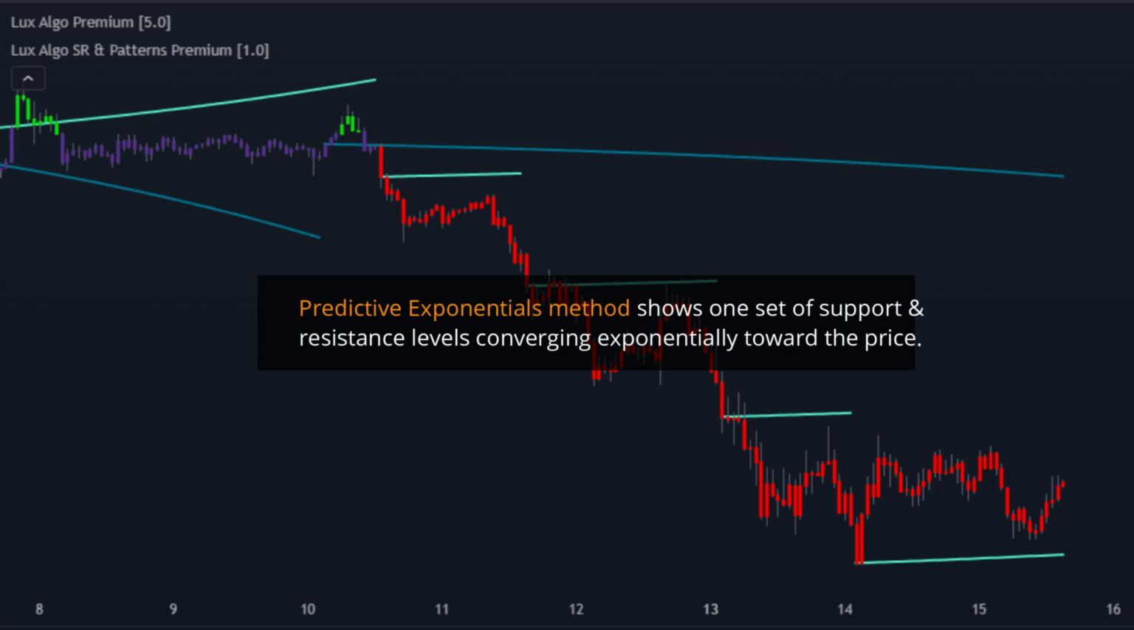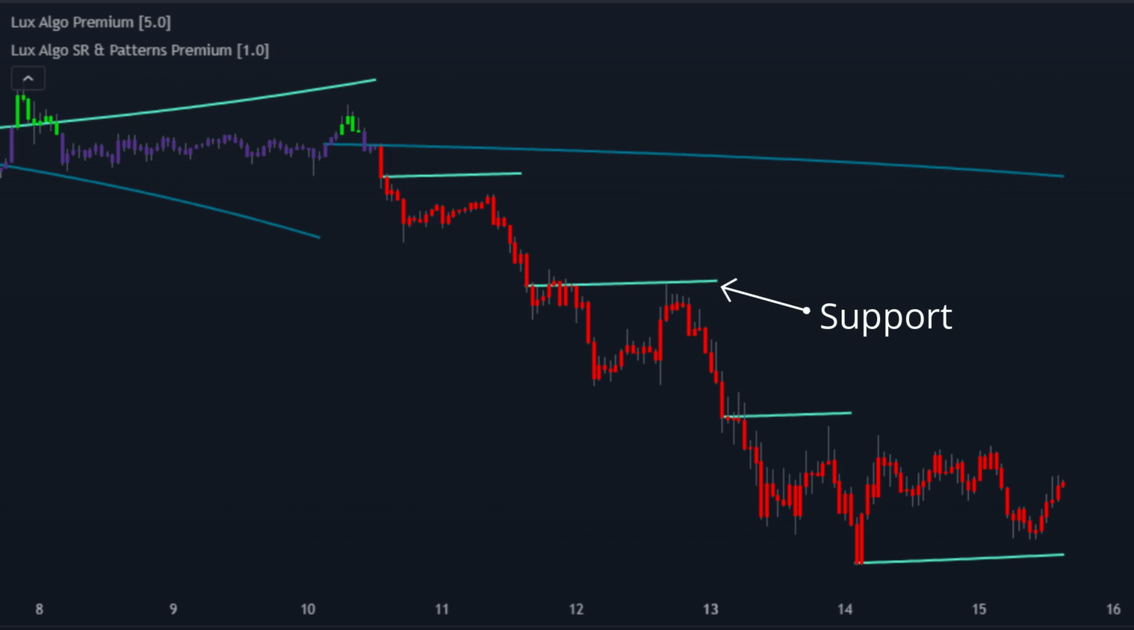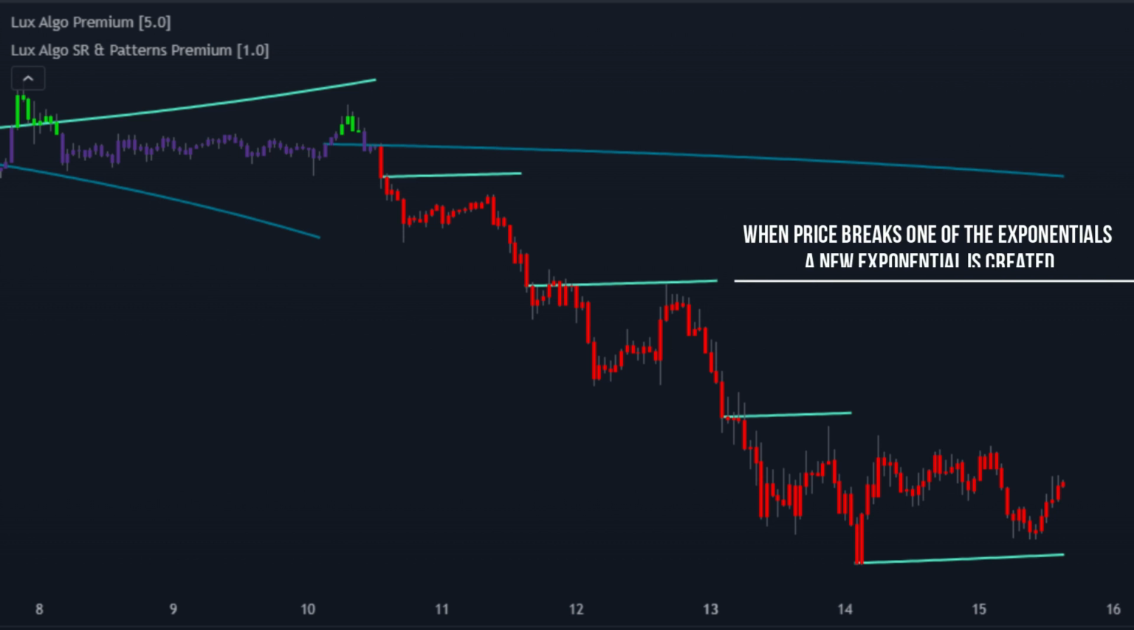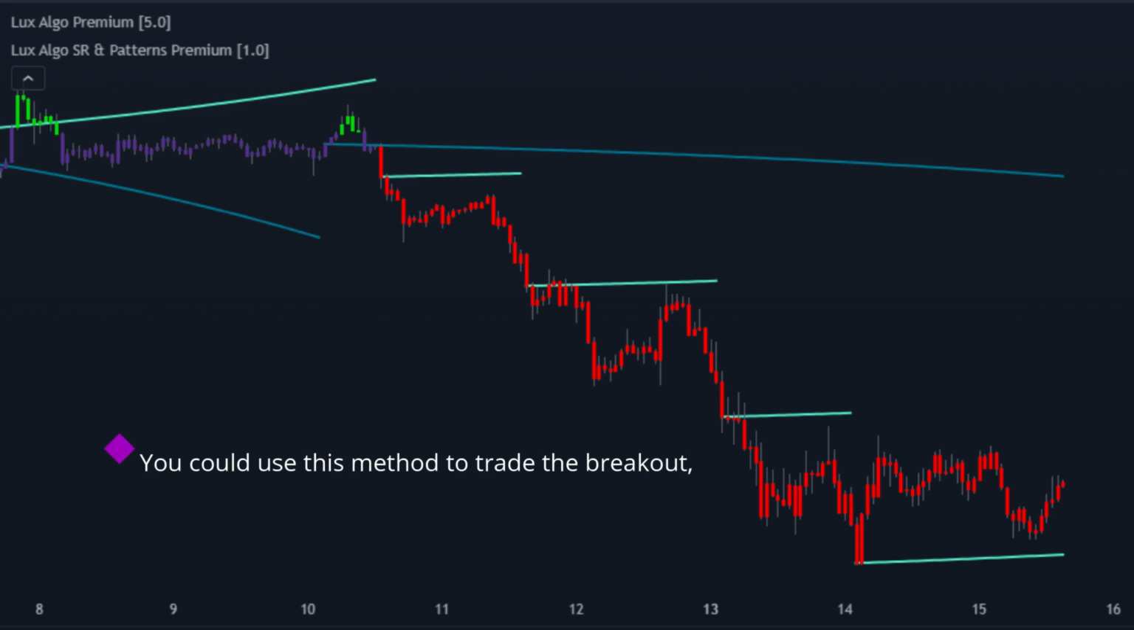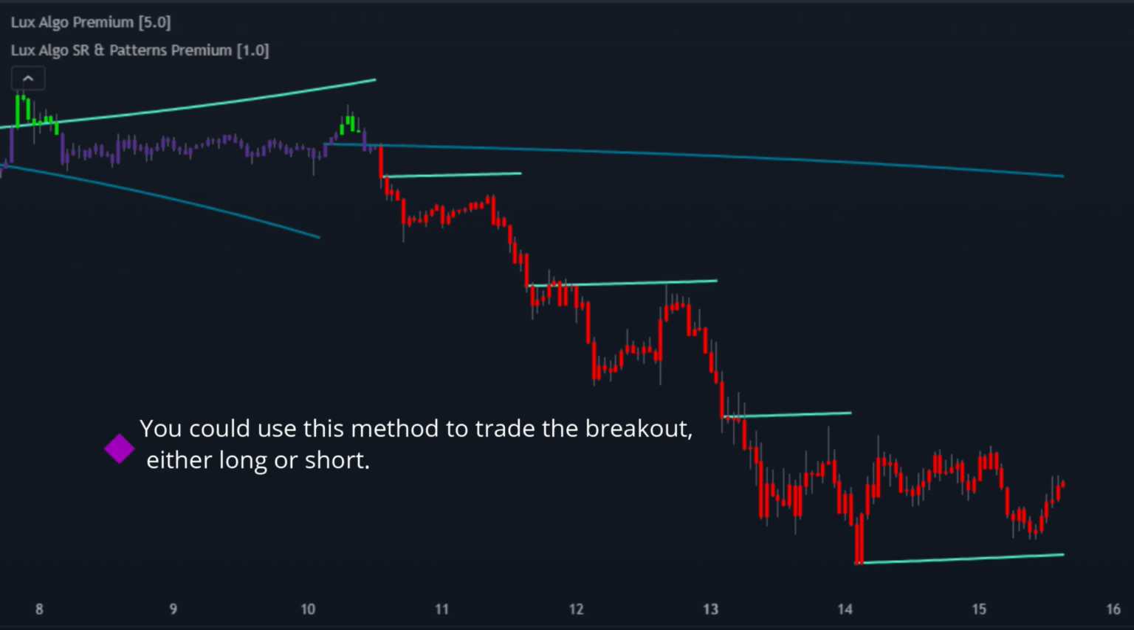The Predictive Exponentials method shows one set of support and resistance levels converging exponentially towards the price. A light blue line represents support, while a blue line represents resistance. When price breaks one of the exponentials significantly, a new exponential is created. You could use this method to trade the breakout, either long or short.